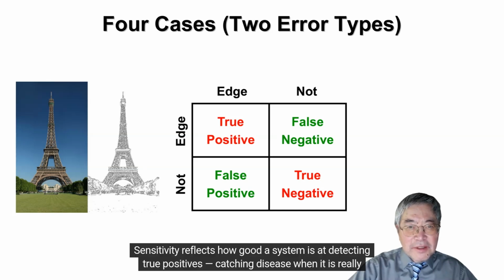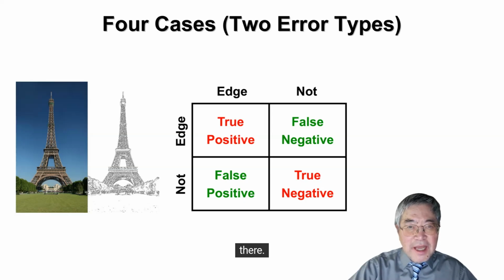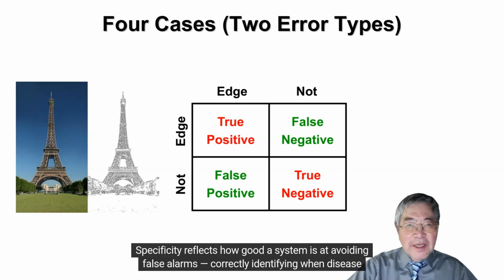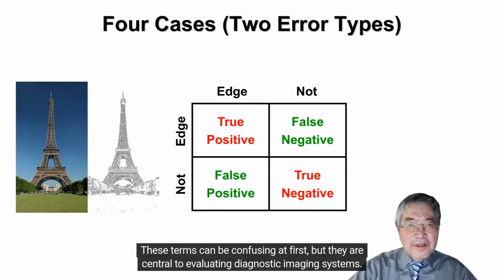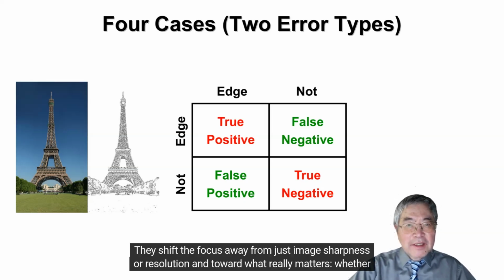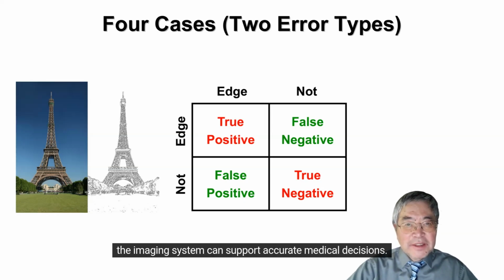Sensitivity reflects how good a system is at detecting true positives, catching disease when it is really there. Specificity reflects how good a system is at avoiding false alarms, correctly identifying when disease is not present. These terms can be confusing at first, but they are central to evaluating diagnostic imaging systems. They shift the focus away from just image sharpness or resolution and toward what really matters, whether the imaging system can support accurate medical decisions.